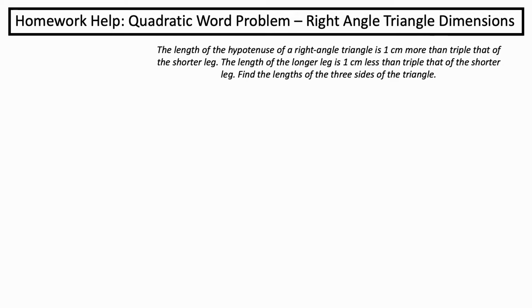The question is, the length of the hypotenuse of a right angle triangle is 1 centimeter more than triple that of the shorter leg. The length of the longer leg is 1 centimeter less than triple that of the shorter leg. Find the lengths of the three sides of the triangle.